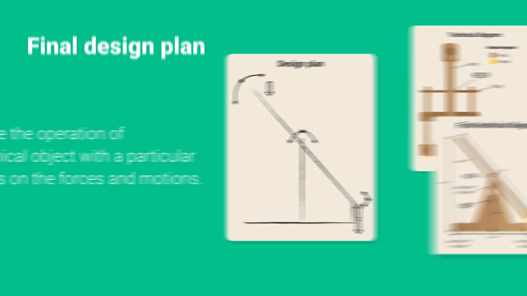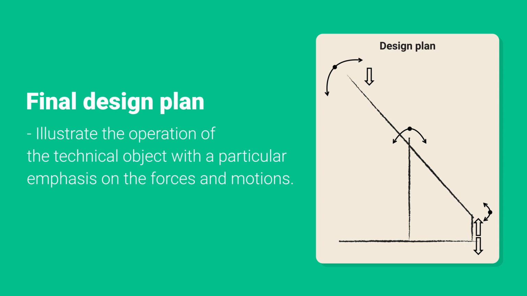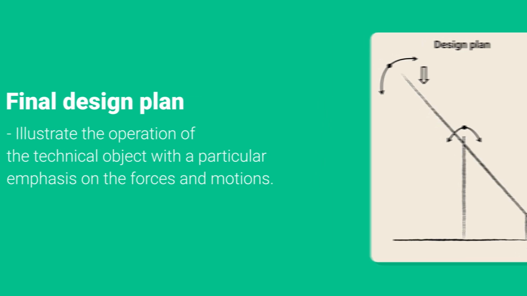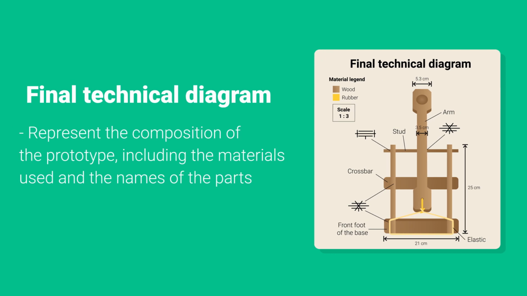On the one hand, the final design plan should illustrate the operation of the technical object with a particular emphasis on the active forces and the resulting motions involved. On the other hand, the final technical diagram must represent the composition of the prototype, including the materials and the names of the parts.